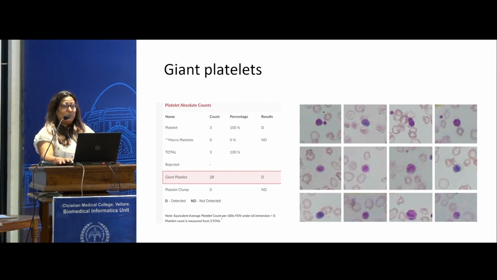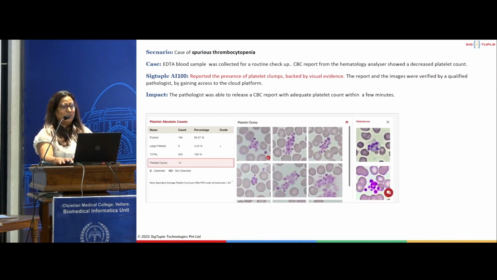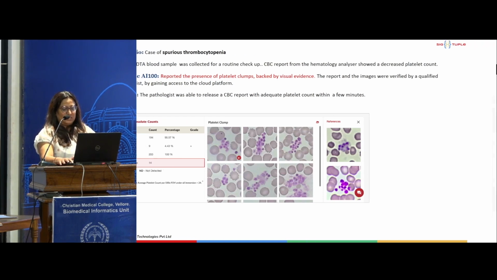And giant platelets, which are quite common in the North Indian and Eastern populations, where macrothrombocytopenia is a very prevalent condition, can also be picked up by AI100. Also platelet clumps, which cause spurious thrombocytopenia. The analyzer may give a count of 10,000, and if you see the smear, it will be flooded with platelets, like these clumps. So it helps the clinician avoid unnecessary platelet transfusions and unnecessary complications for the patient.